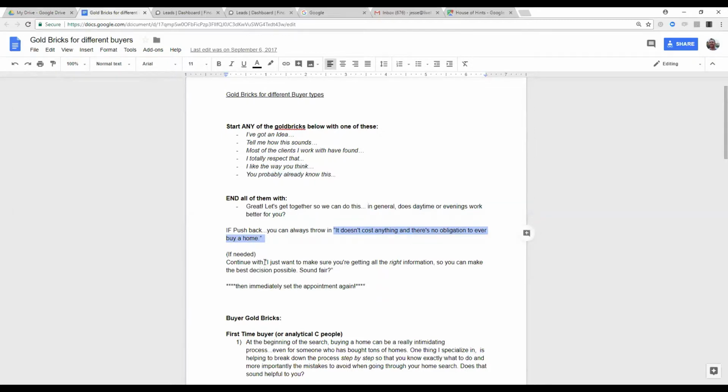If you really want to continue, I oftentimes say things like this, because genuinely this is how I feel. I just want to make sure you're getting all the right information so you can make the best decision possible. Sound fair? Because most people, one, are going to say, yeah, it sounds fair. And two, when they really know your heart's in the right place, you're just trying to educate them, as long as they actually have some motivation to do whatever you're discussing, then this is the whole taking away that threat from the gold brick.